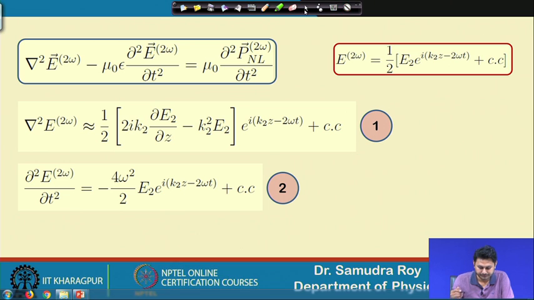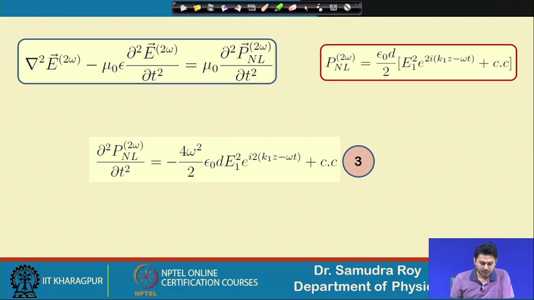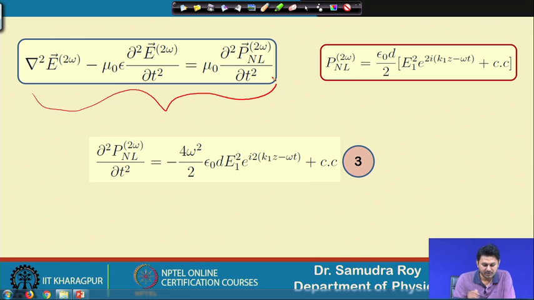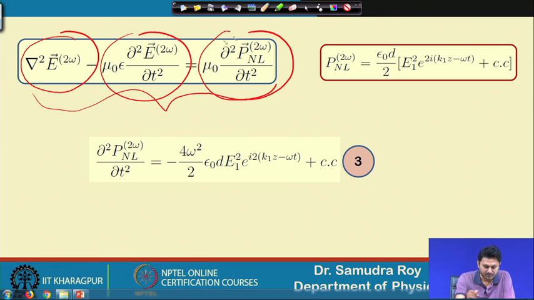Next, so this is our nonlinear Maxwell's equation. In nonlinear Maxwell's equation, I have this term in our hand, I have this term in our hand, and finally I have a source term. 1 we have already derived, 2 also we have derived, but finally the source term we need to derive. This is our third term.